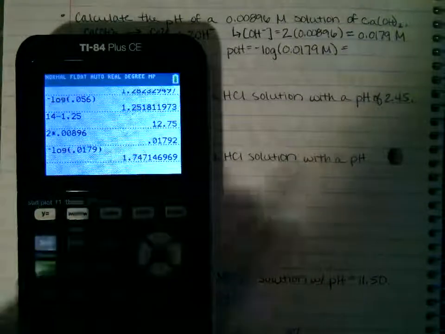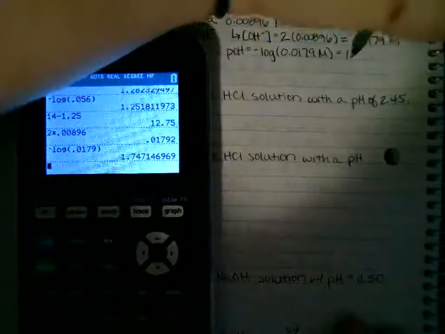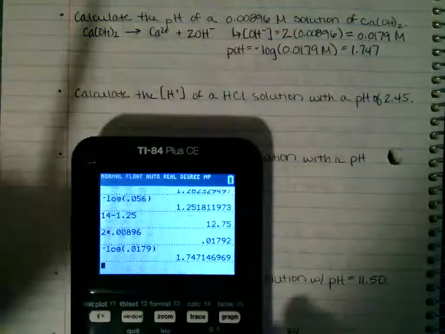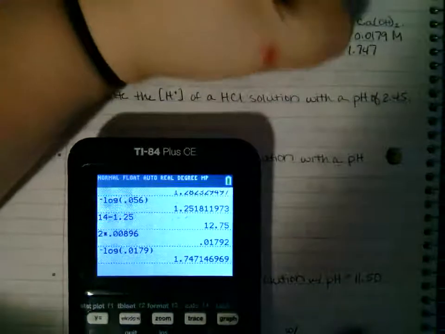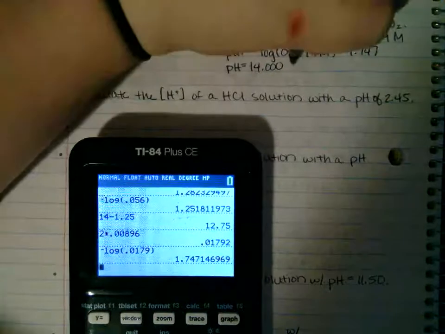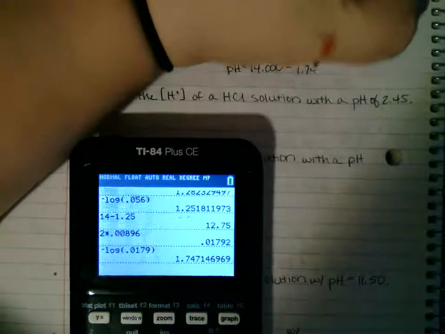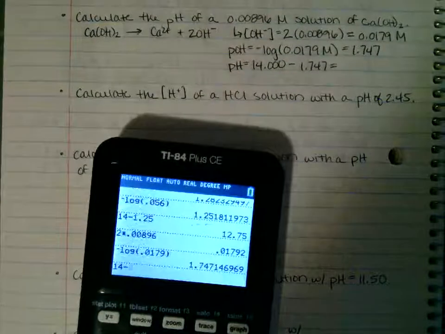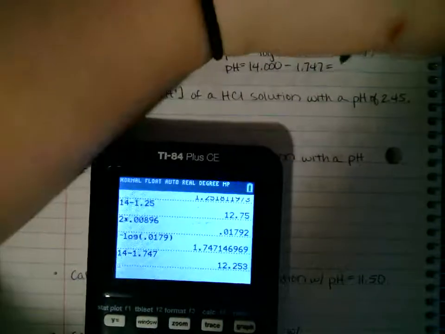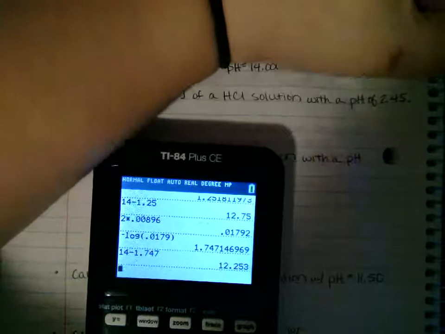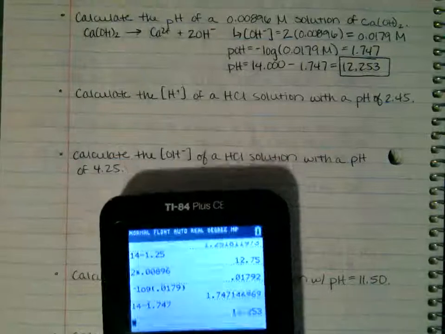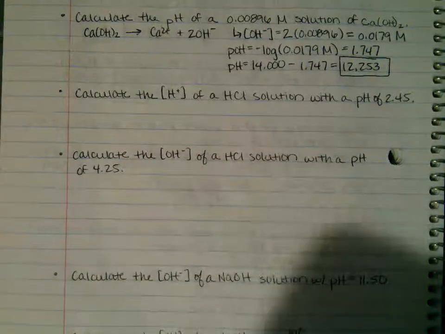1.747. But the question doesn't want the pOH, it wants the pH. No biggie. pH is going to equal 14 minus that, and I'll put 3 digits after my 14 to keep the 3 decimals in the mantissa here. We get 12.253 for our pH, and that's a basic pH. Calcium hydroxide is a strong base. Bada bing, bada boom, easy peasy lemon squeezy.